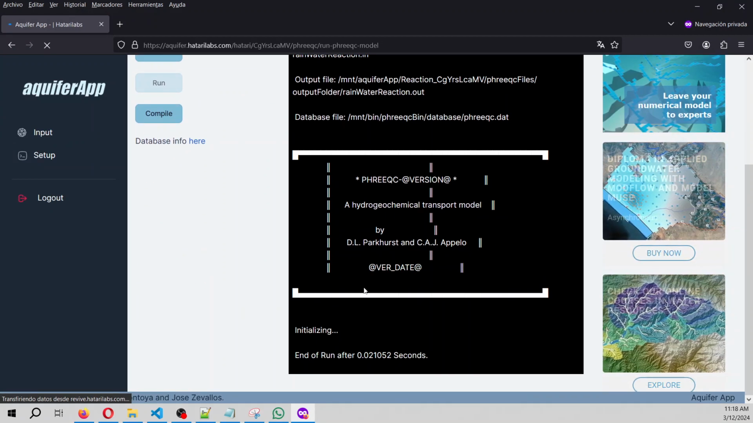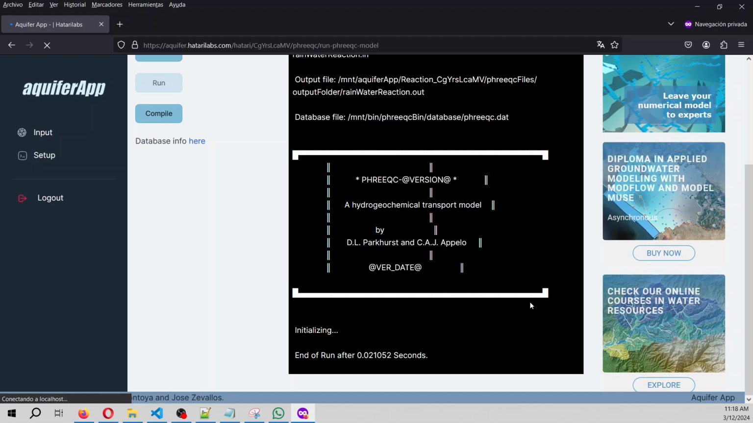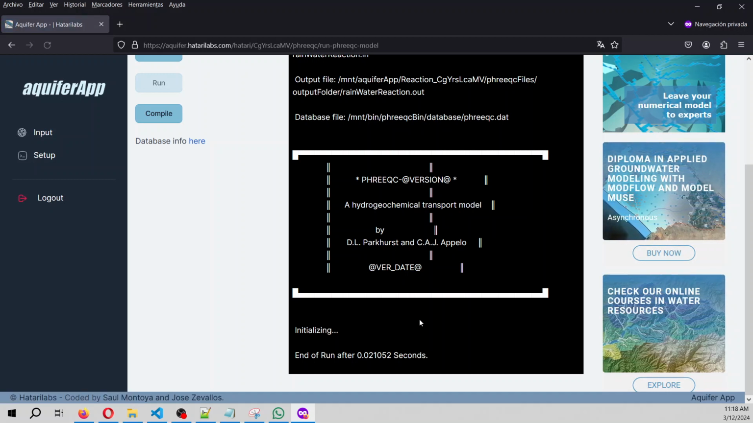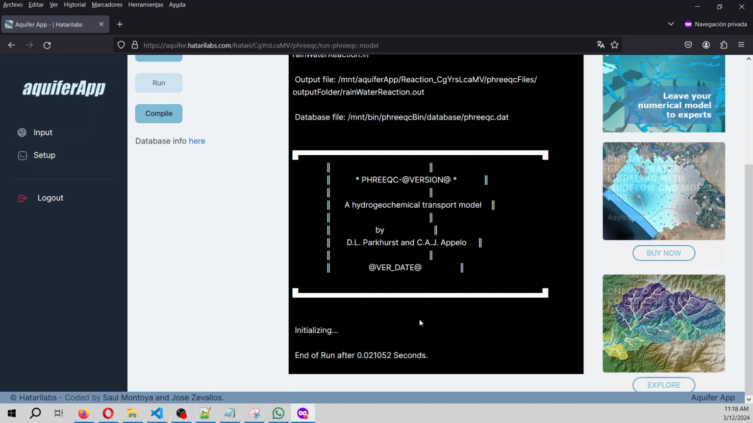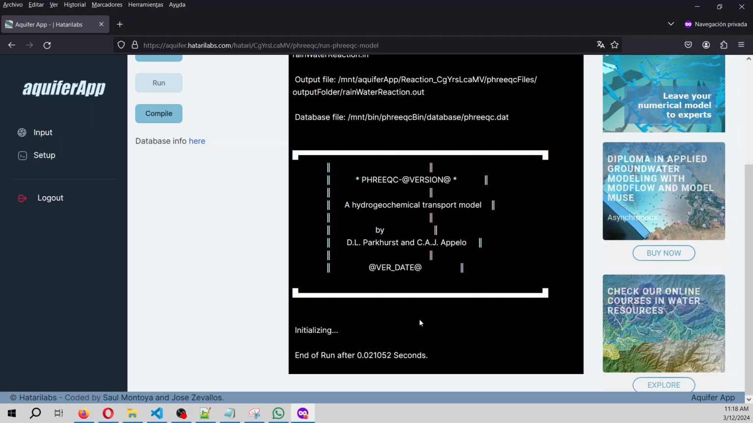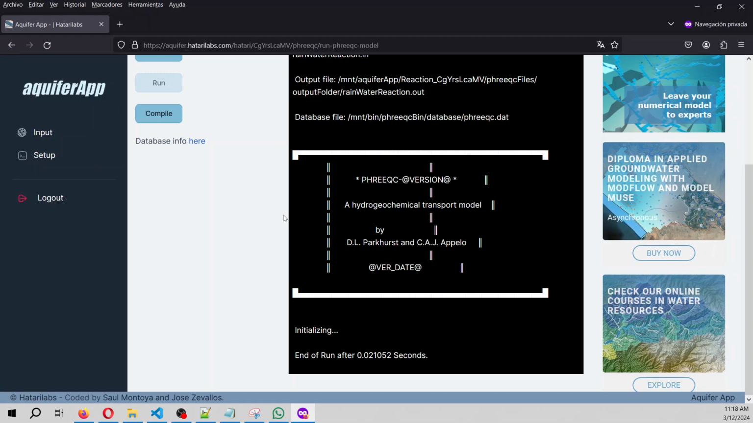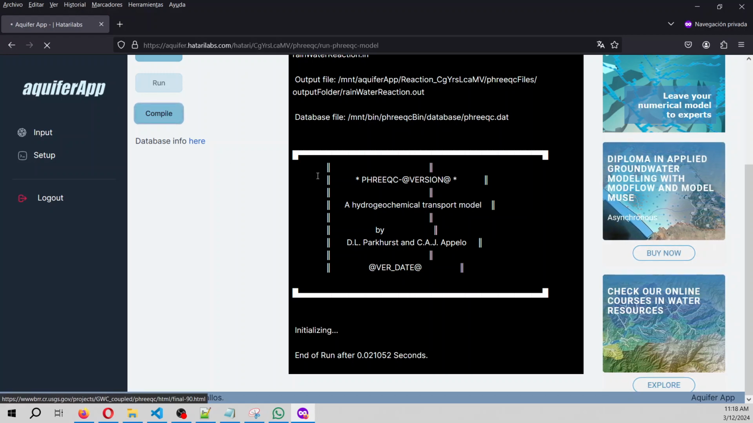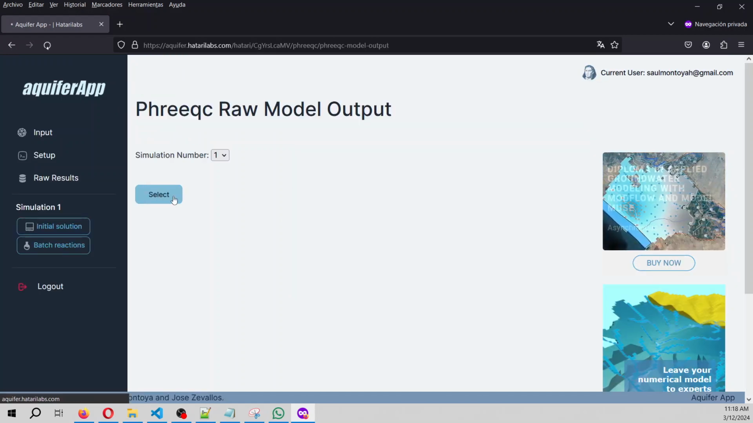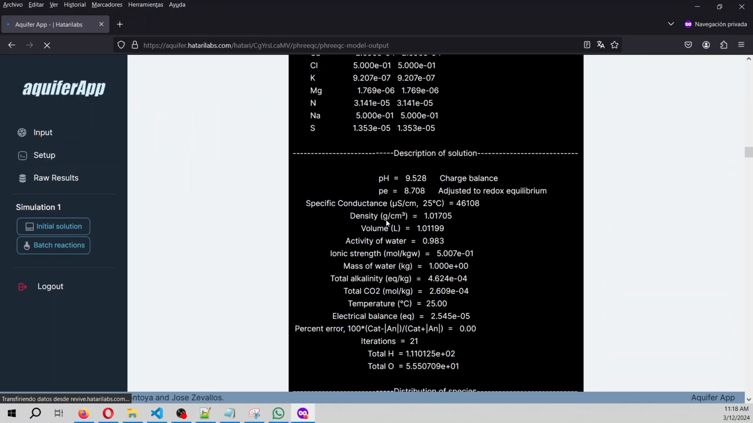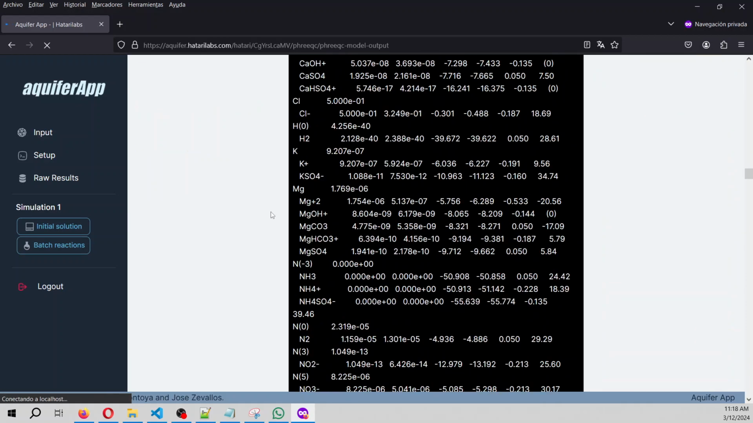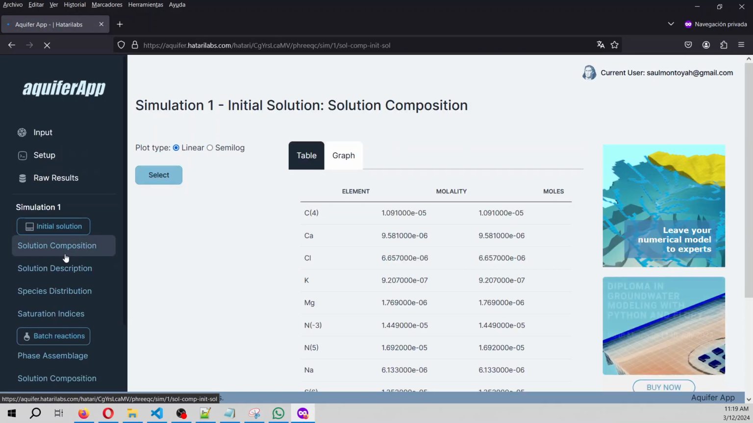If no comments appear here, it means that the file you have created is all right. Otherwise, if you have missed a character or inserted a wrong keyword, some errors will come. Then we compile that. We have the raw modeling and the raw output, but we also have some tools, tables and graphics.